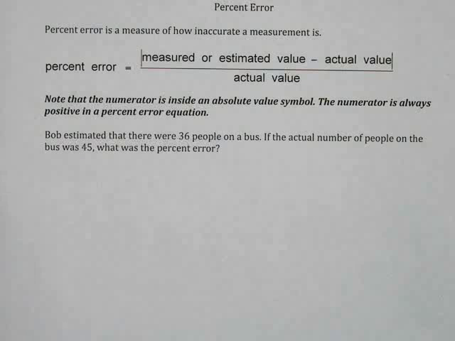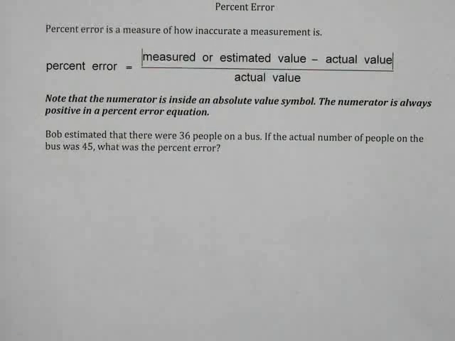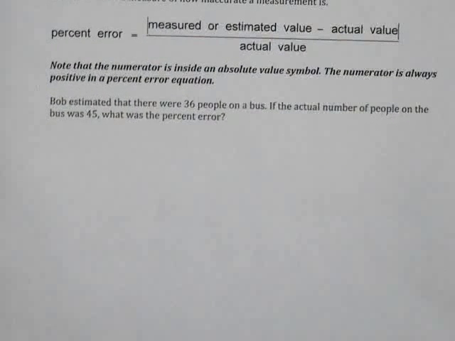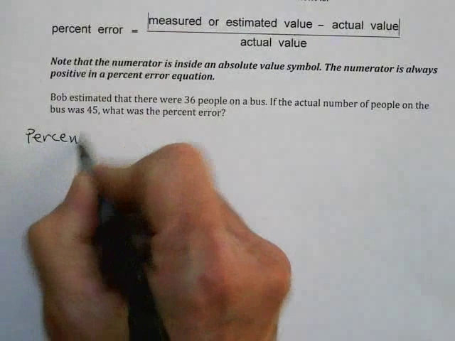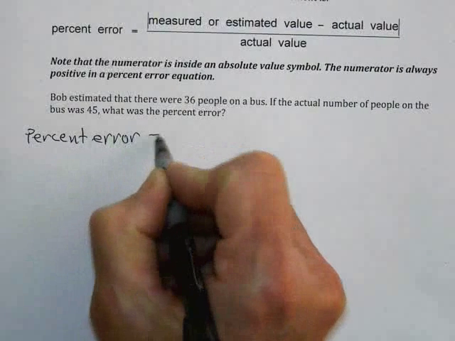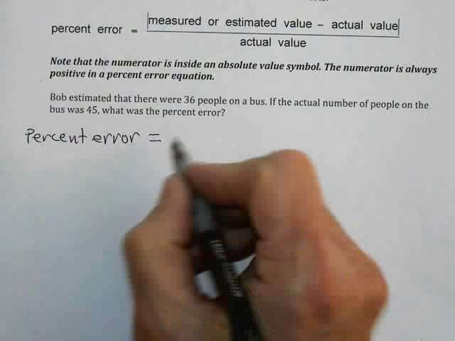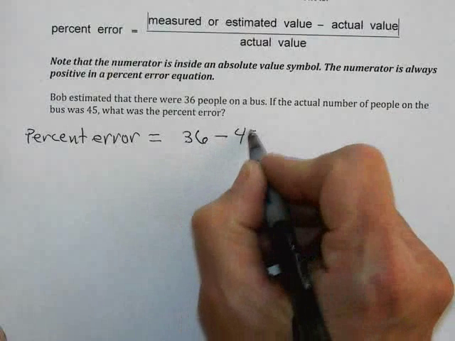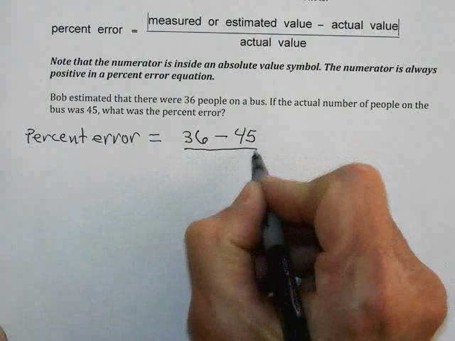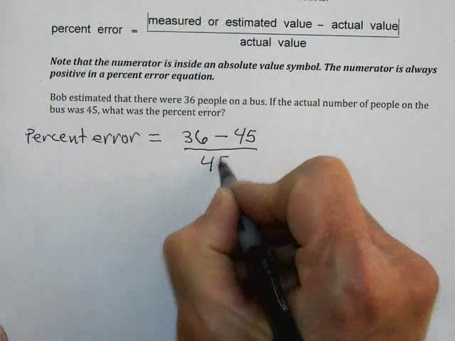All right, let's take a look at the problem that we have. Bob estimated that there were 36 people on a bus. If the actual number of people on the bus was 45, what was the percent error? All right, I'm going to slide this up just a little bit, and let's see what we can find out. So our percent error is going to equal our estimated value, which was 36 people on the bus, minus the actual value, which was 45 people on the bus, divided by the actual number of people, the actual value, which was 45.